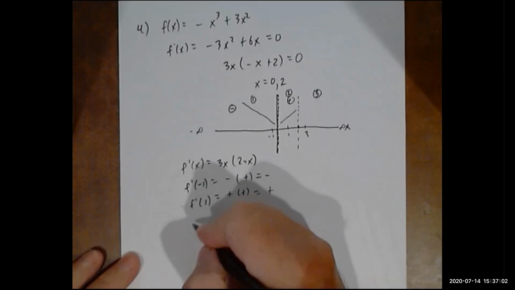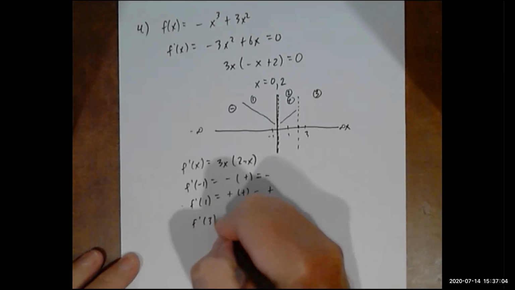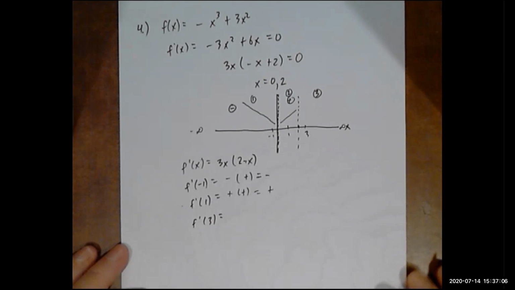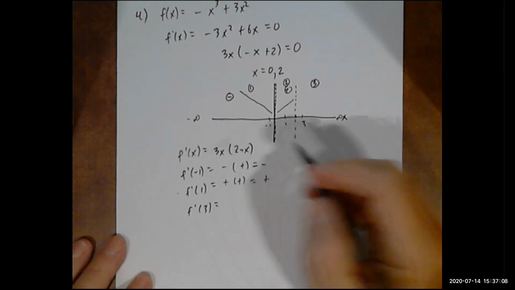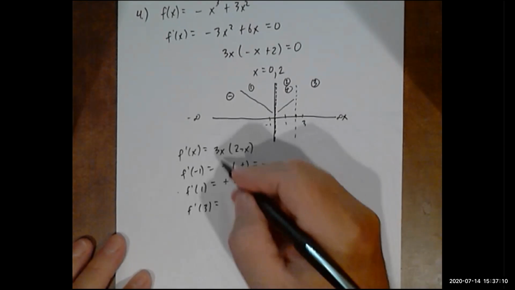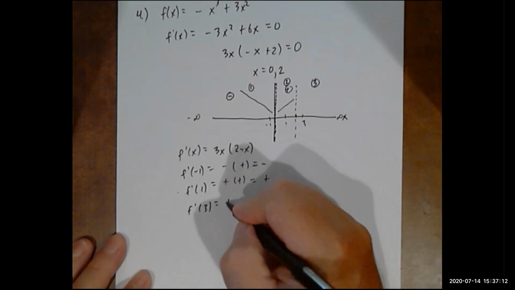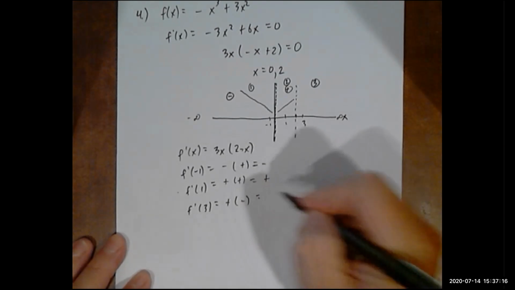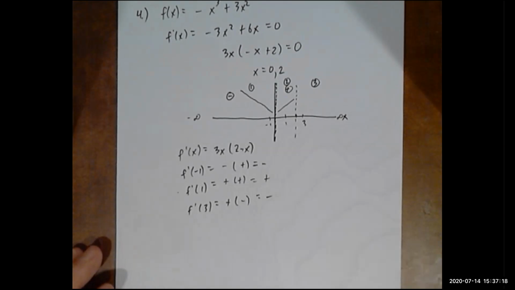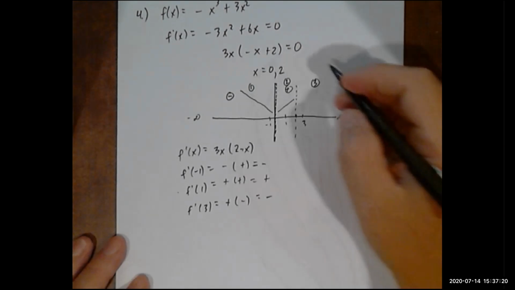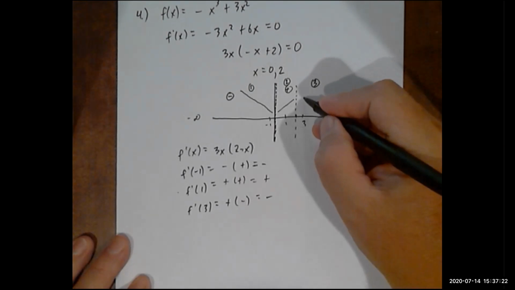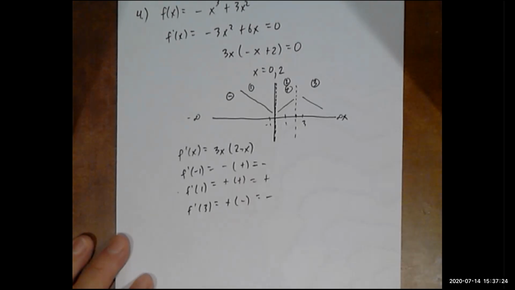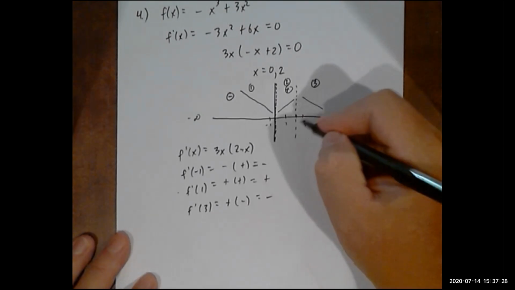So first derivative for 3, I plug in 3. 3 times 3 is a positive. 2 minus 3 is a negative. Therefore, region 3 is negative. And I can see it drops down like this. So it looks like I'm going to have a maximum when x is 2.